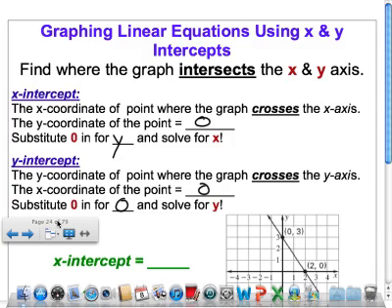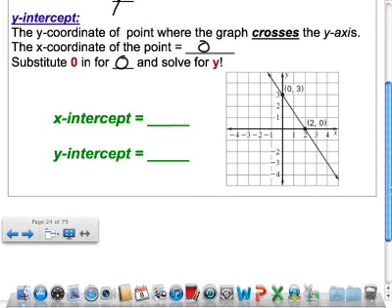So when I look over here at this graph, it's very easy to see that the x-intercept, the point where the graph crosses the x-axis, is this point here, which is going to be (2, 0). And the y-intercept, which is where it crosses the y-axis, is the point (0, 3). Again, the x-coordinate here is 0, and the y-coordinate there is 0.